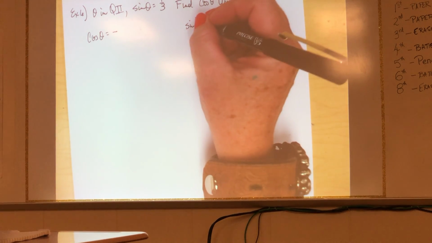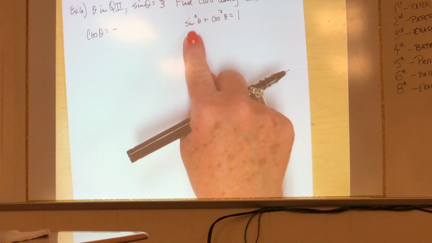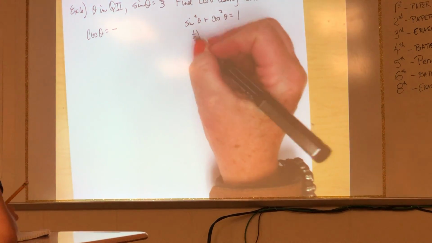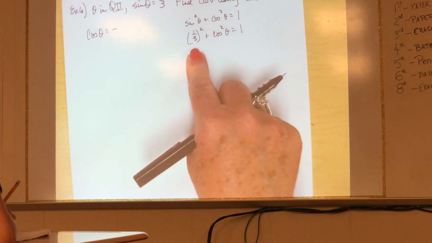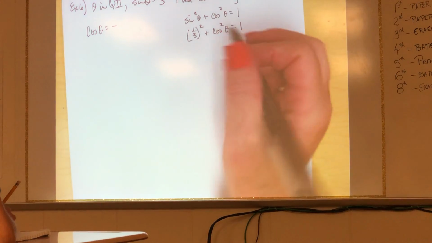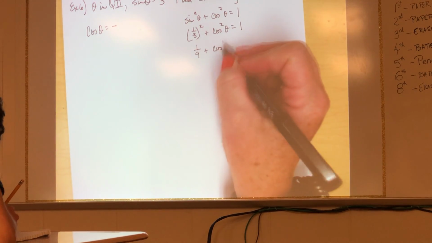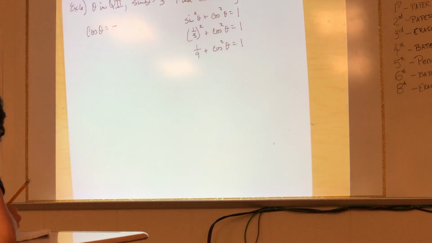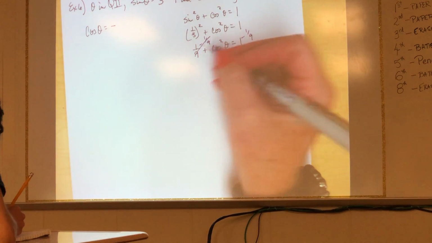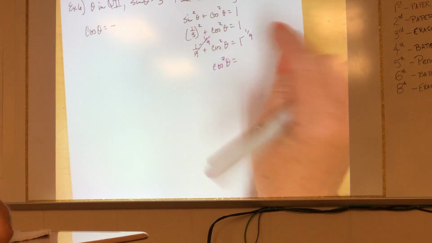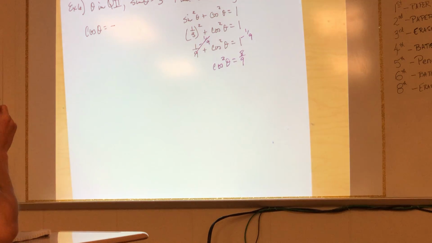So sine squared theta plus cosine squared theta equals 1. What is sine theta? 1/3. So I'll plug that in: (1/3) squared plus cosine squared theta equals 1. What's 1/3 squared? 1/9. Square the top and square the bottom. So 1/9 plus cosine squared theta equals 1. Now I'm going to solve for cosine, so I'm going to subtract 1/9 from both sides. Please tell me that you know that 1 minus 1/9 is 8/9.